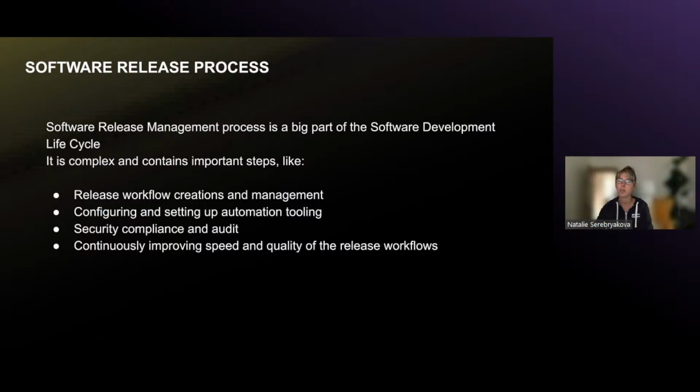So let's talk a little bit about the release process, what it is. The release process is one of the processes of the software development cycle. It is complex and contains many different steps. So one of the steps is release workflow creation and management, configuring and setting different tooling, not just CI tooling, but everything around the workflows and automation. Release processes most of the time should be compliant with security as well as audit. And there is always work of making them better, faster.